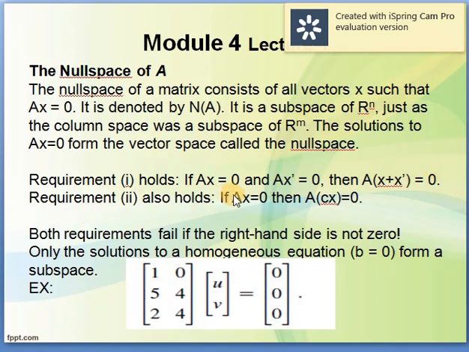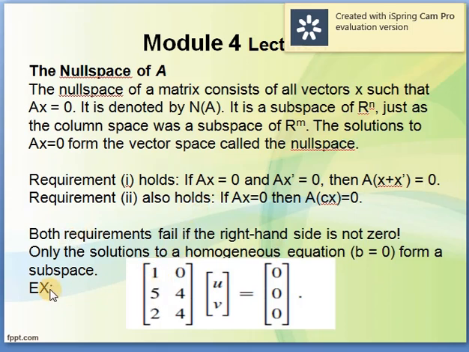And another one is, if Ax is equal to 0, then A of Cx is equal to 0. The requirements are Ax is equal to 0 and Ax dash is equal to 0, then this condition. And the other one is this one. So before going in deep with this, let's see a problem.